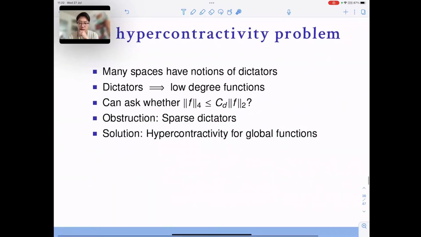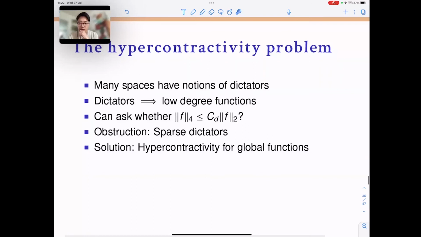Okay, so let's summarize what we had so far. We said that many spaces have notions of dictators. And once we have dictators, we can define what the low degree functions are, and can finally ask whether hypercontractivity is true, or at least whether low degree functions are smooth. But it turns out that there is a natural abstraction, which is the sparse dictators. If we have a Boolean dictator that has small expectation, then we have no hope of proving hypercontractivity, because dictators are of degree 1, and the 4 norm is not within a constant of the 2 norm.